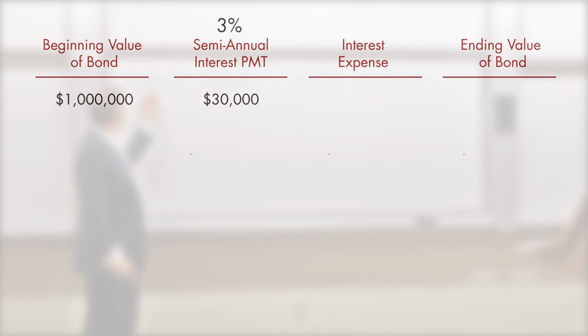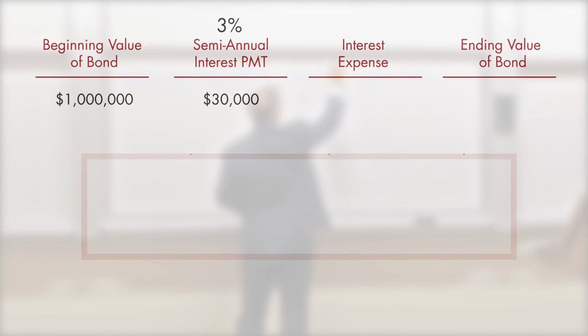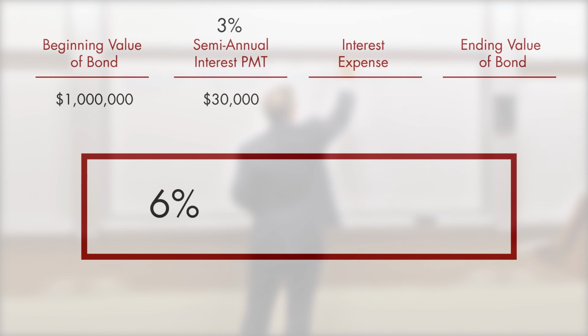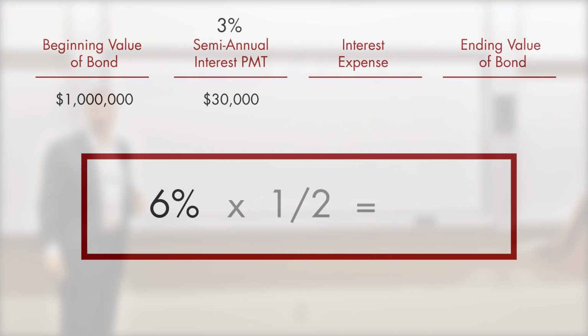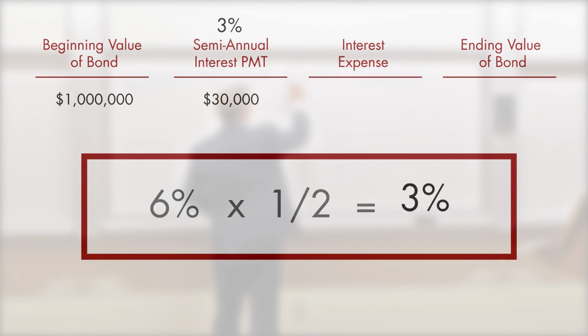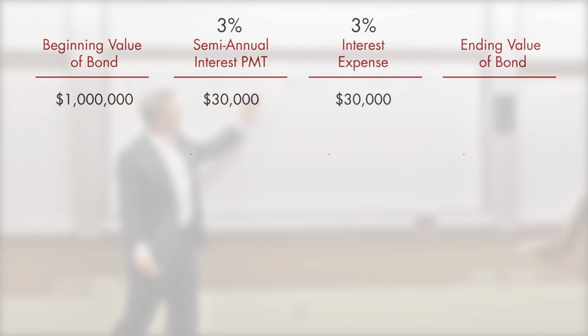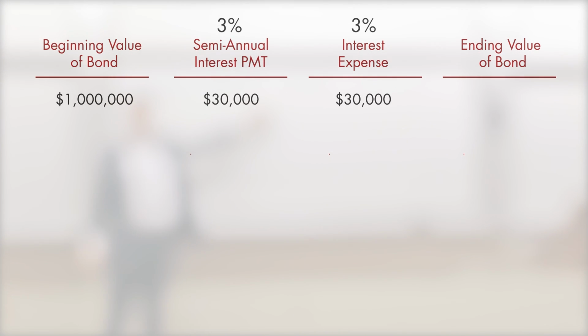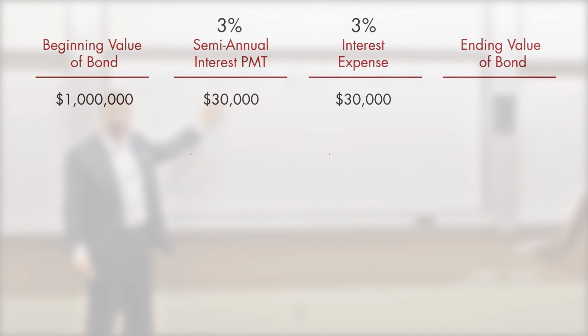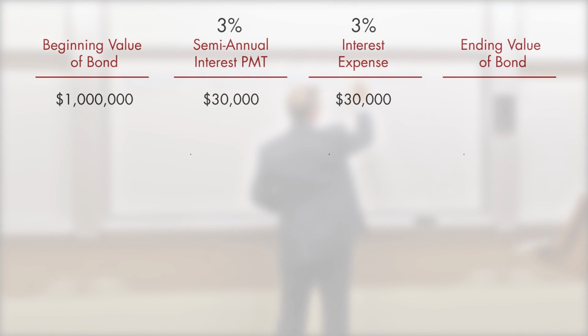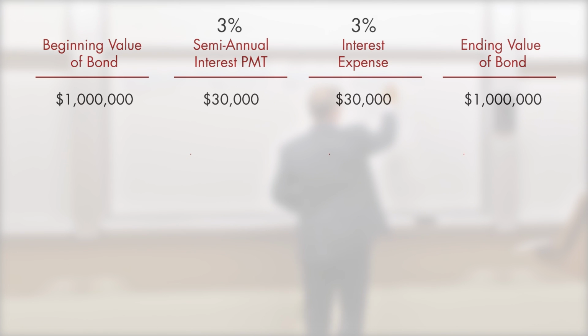My interest expense is based upon the present value of my bond times the market interest rate. The market interest rate in this example happens to be the exact same. I multiply it by its time, and still it's 3%. My interest expense is also going to be $30,000. Since there's no difference between the interest expense that's going to be on my income statement, the cash that goes out the door from off of my balance sheet, there's no change in the ending value of my bond.